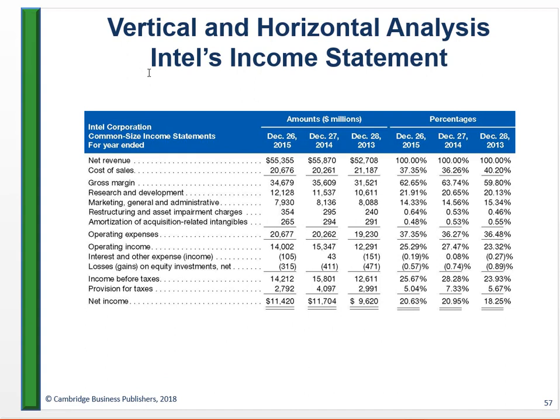So here's our income statement. We're going to do the same thing with the income statement, only we're going to look at everything as a percentage of net revenue. So net revenue is also obviously going to be 100%. Then when we divide cost of sales into net revenue, we can see how cost of sales has trended for Intel over the past 3 years. We have that falling from 40 to 36 to 37.